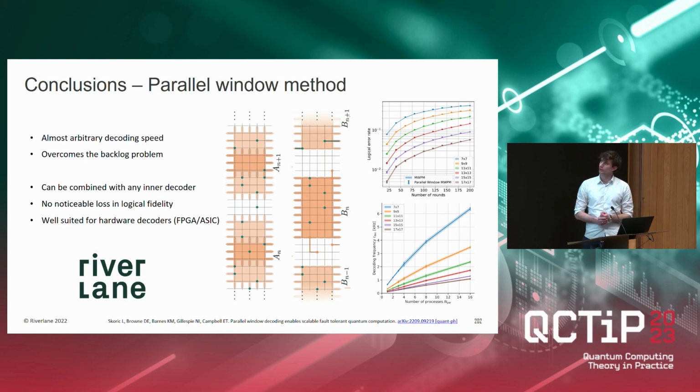So to conclude, here we present the parallel window method that allows us to achieve an almost arbitrary decoding speed by adding parallel resources and overcomes the backlog problem. We can combine this with any inner decoder, that can be minimum weight perfect matching, or it can be union find, or any decoder that gives us a matching on this graph.